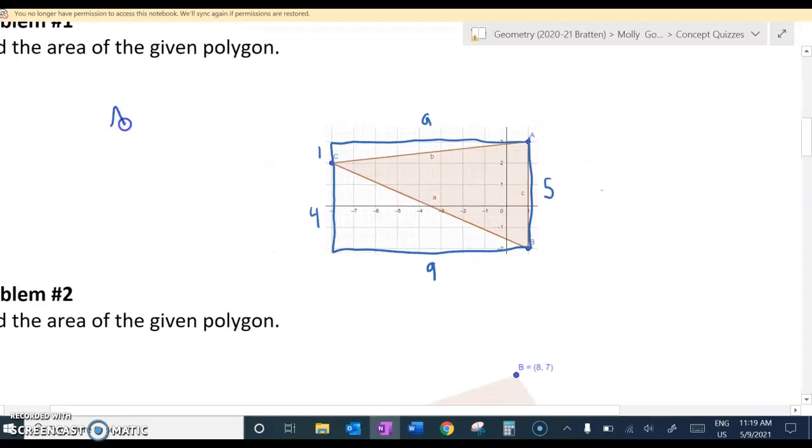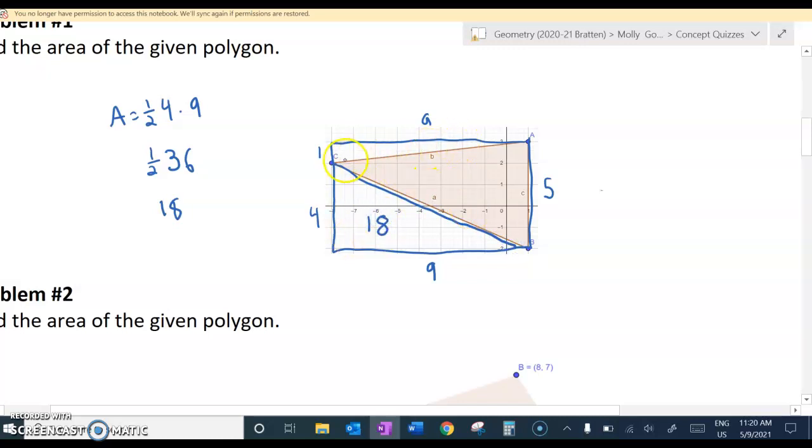So I'm going to do area equals 1/2 4 times 9. And I know that 4 times 9 is 36. So 1/2 of 36 is 18. So this triangle, this area, is 18.